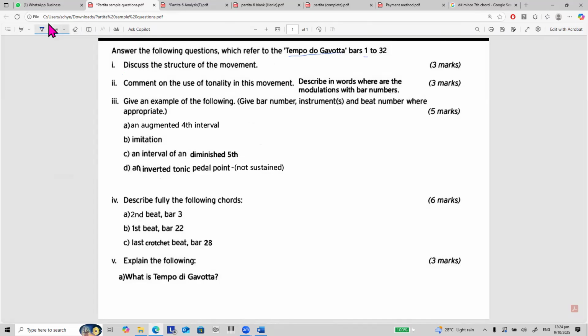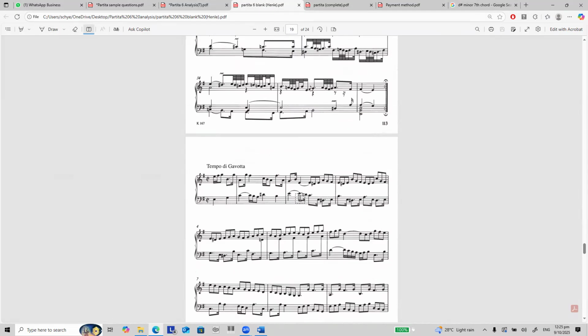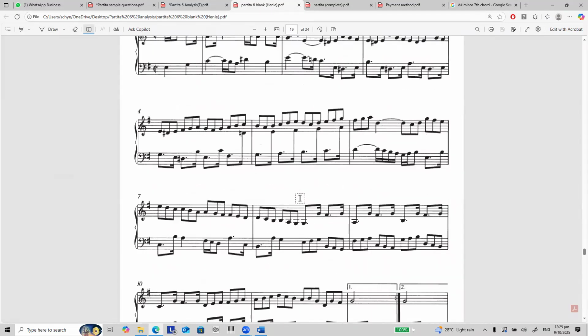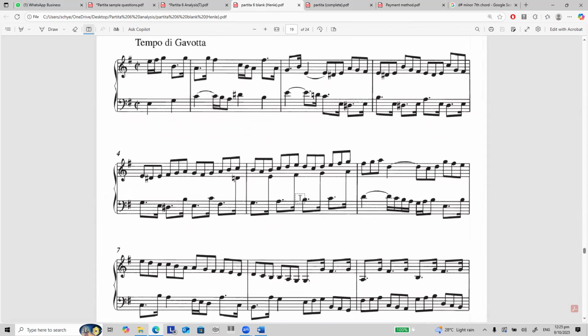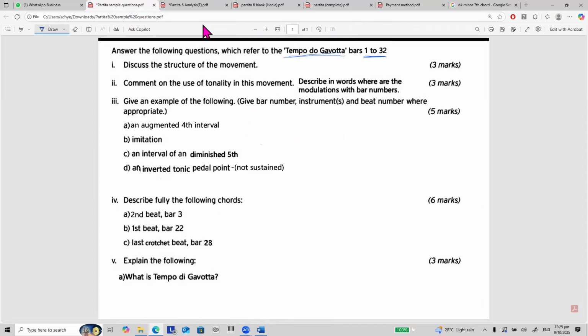Okay, so it says this is from bar 1 to 32. The questions are asking about analysis for bar 1 to 32 of tempo di Gavotta. And I have a score here. So this is the movement that they are talking about. Let's go through the question.